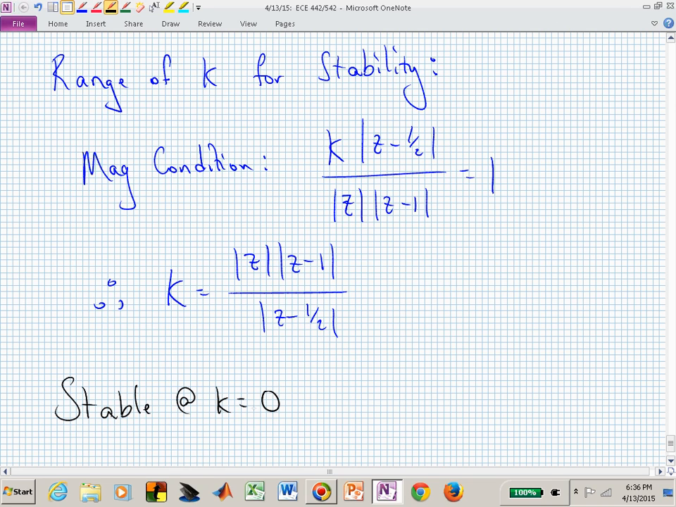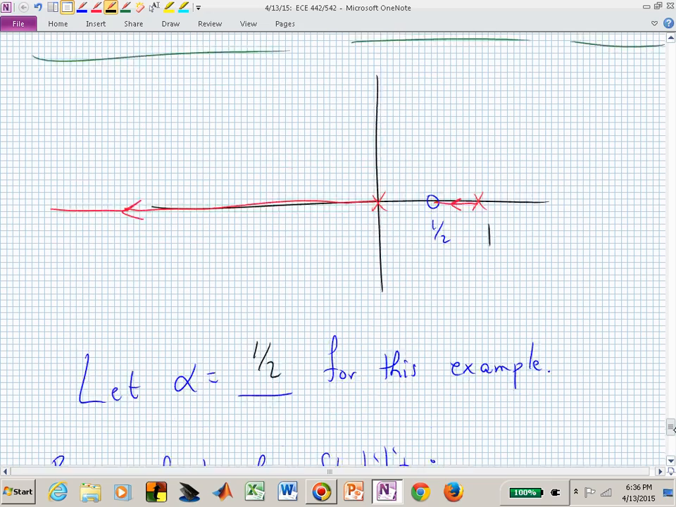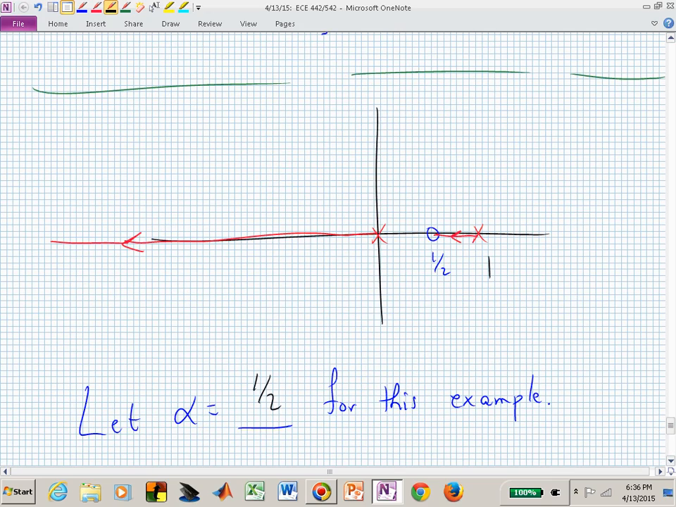When K is equal to 0, where are we at with our poles? Where are our open loop poles? They're at 1 and 0. So we may have to crank up the gain just a little to get us inside the unit circle, but basically the lower bound on our K is 0. Is that clear? What's our upper bound?